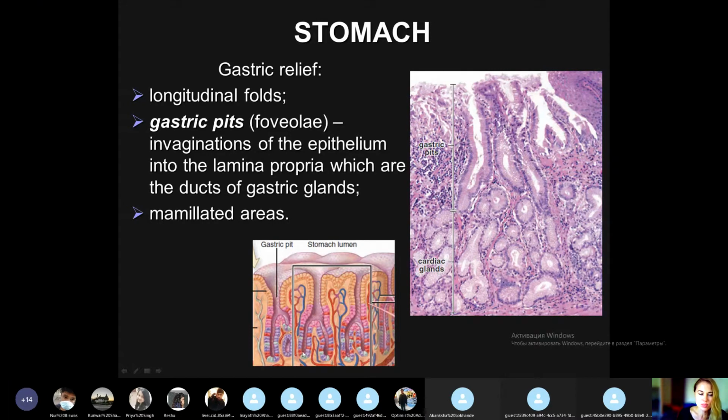In the base of each gastric pit, we can find a gastric gland and mammillated areas. So one more time, the specific relief of the stomach that we can find only in this organ are gastric pits and mammillated areas. Over here in the specimen, we can see gastric pits in the top, and in the base, we can see gastric glands as a secretory portion.